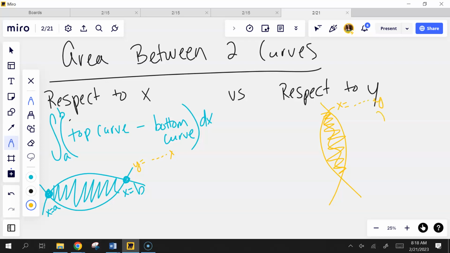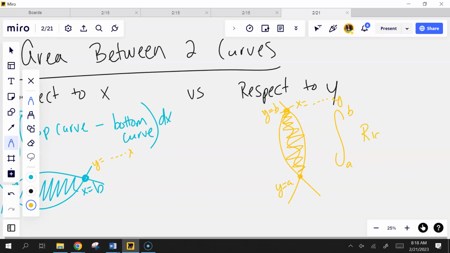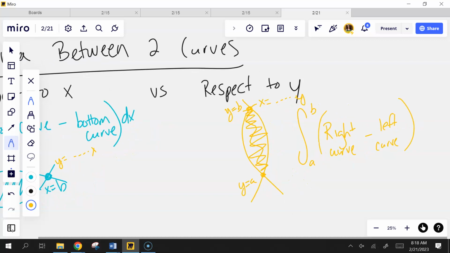And what I'll do is I'll do the integral from a to b again. But this time, remember, I'm with respect to y. And I'm going to do right curve minus left curve. And that's going to give me the area in between. Area in between. Does that make sense? Okay, let's do some examples.